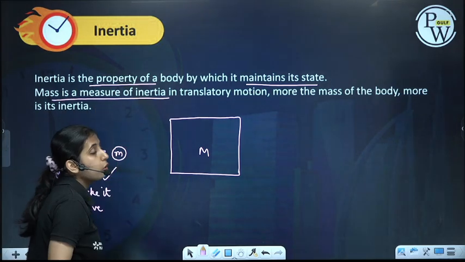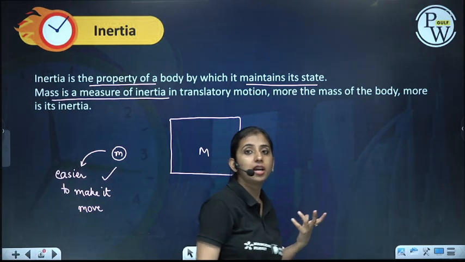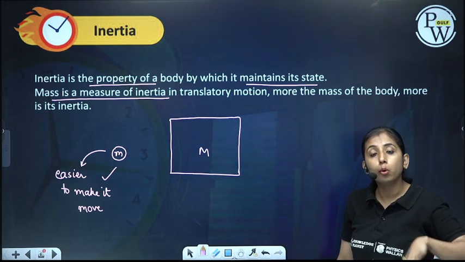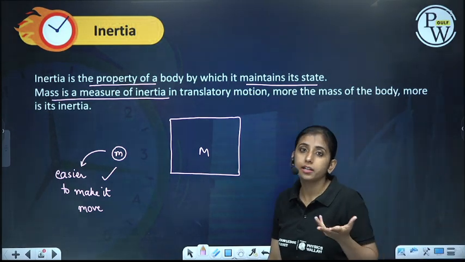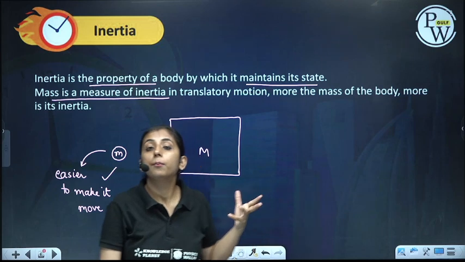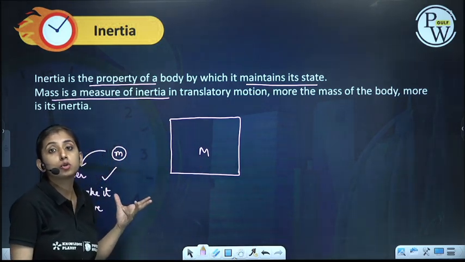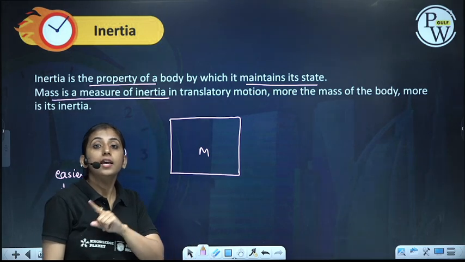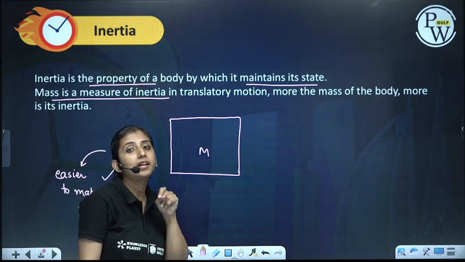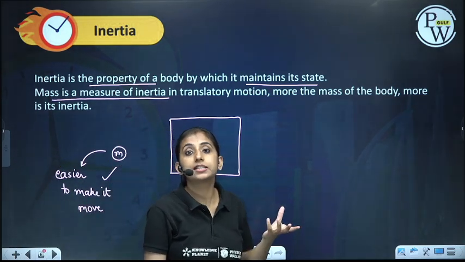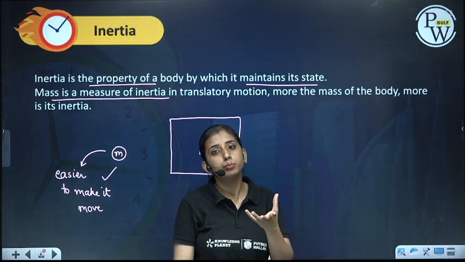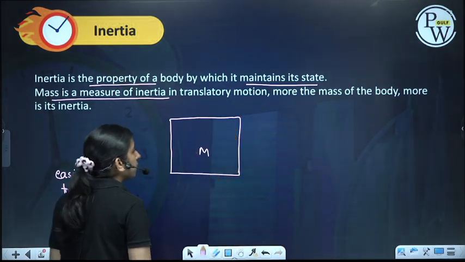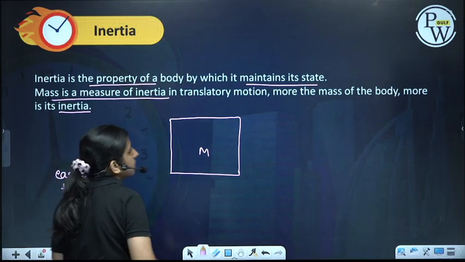Mass is a measure of inertia in translatory motion. The more the mass, the more the inertia. The more the mass, the more difficult it is for us to change the state of the body, hence the more its inertia. This body has more tendency to maintain its state of rest or motion. So the more the mass, the more its inertia.